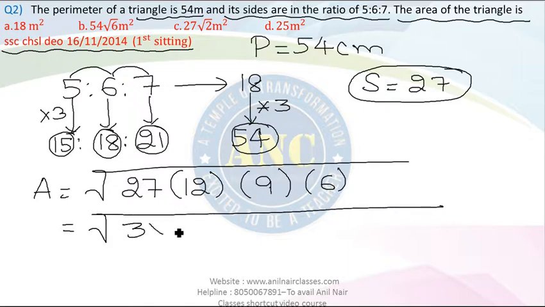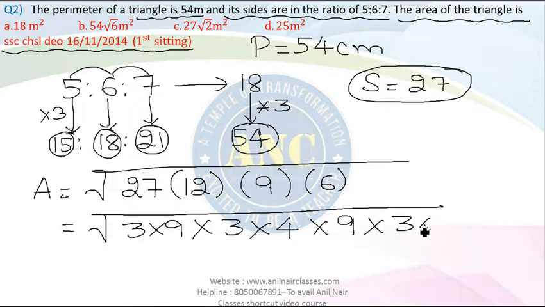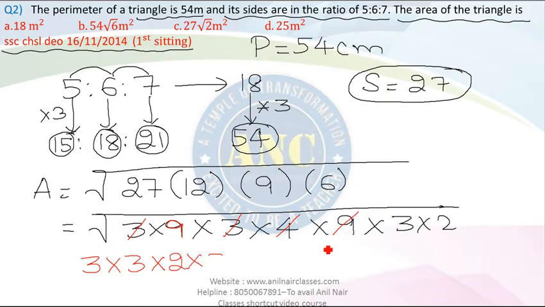27 is 3 into 9. 12 is 3 into 4. 9 is 9 itself because 9 is a perfect square anyway. So 6 is 3 into 2. If I further simplify it, 3 into 3 is 9. Square root of 9 is 3, taken outside. Square root of 9 is again 3, taken outside. Square root of 4 is 2, taken outside. Square root of 9 is 3, taken outside.